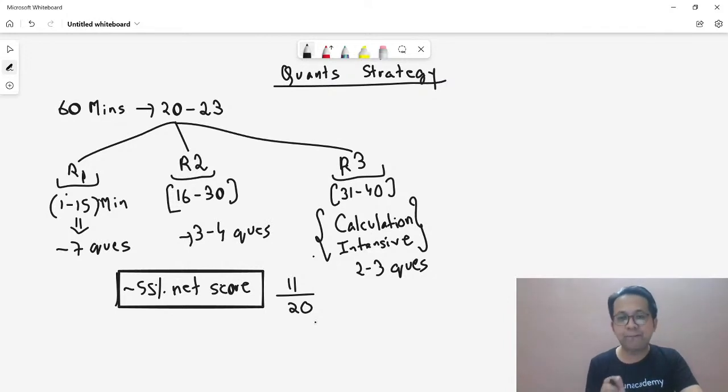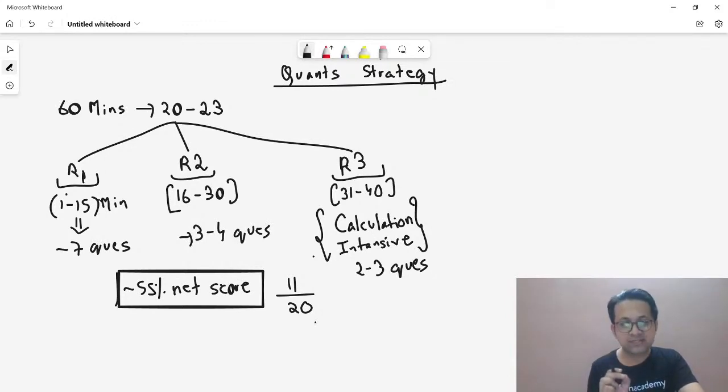The buffer would depend on your accuracy in the mocks. If you see that in the mocks, your accuracy is high, you might not want to attempt more questions in the actual CAT. You don't want that. Why? You know that around 11 is your target. Even if you attempt 12 to 13, you have a high accuracy, you will be through.